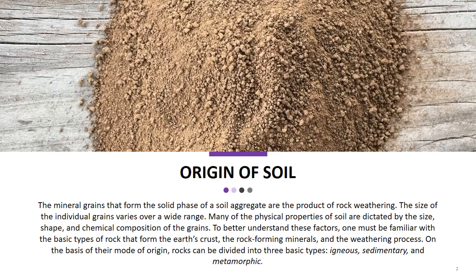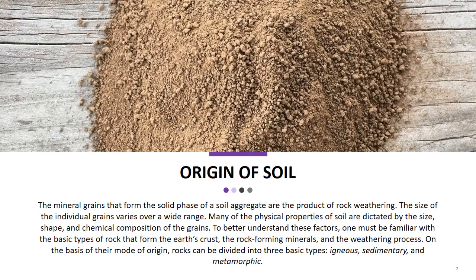The mineral grains that form the solid phase of a structure of a soil aggregate are the product of rock weathering. The size of the individual grains varies over a wide range. Many of the physical properties of soil are dictated by the size, shape, and chemical composition of the grains. To better understand these factors, one must be familiar with the basic types of rock that form the Earth's crust, the rock-forming minerals, and the weathering process.